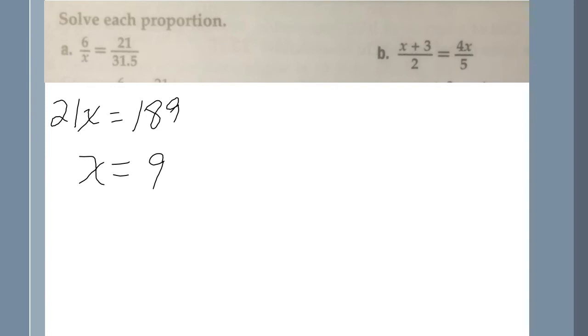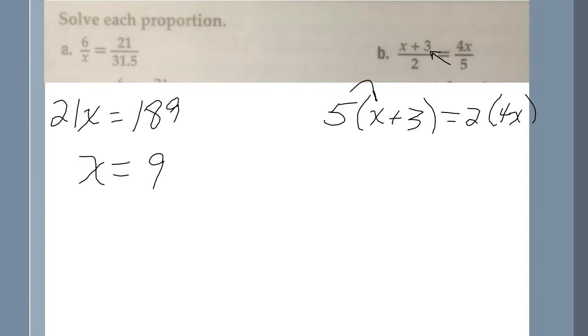Okay. Problem B is a little bit tougher. So we may want to write that out. So we're going to multiply 5 times this equals 2 times 4x. And I would recommend you do this on your work. That way you don't make any mistakes. You know things are going to come out well for your algebra. So now we have to remember to distribute. We have to do both. So this would be 5x plus 15 equals 8x.